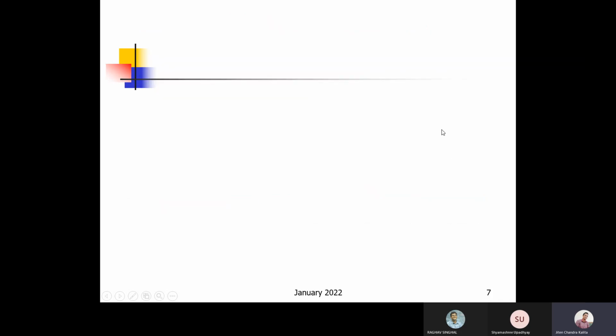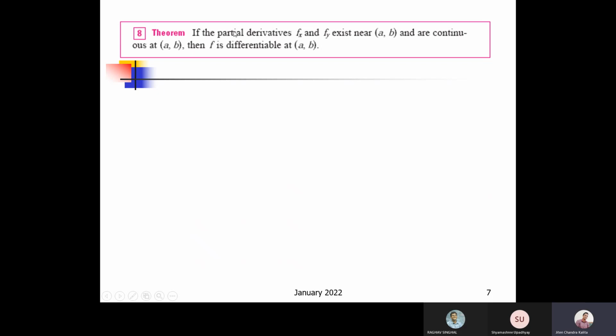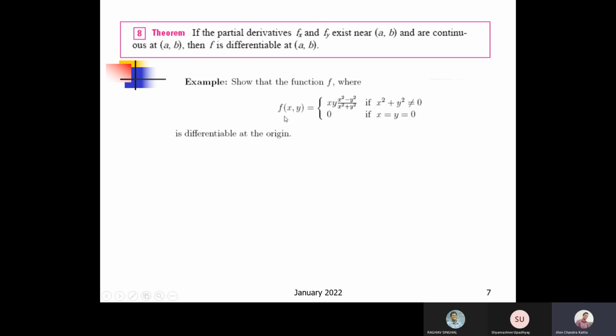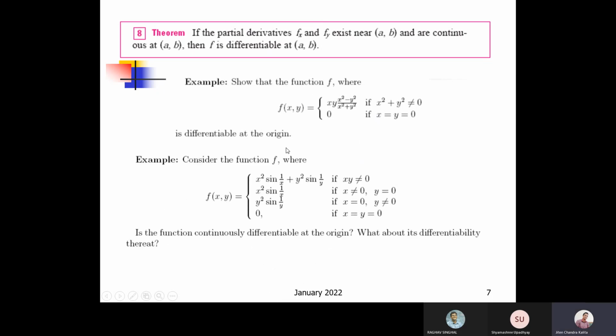So this is the theorem, as I have told you. If the partial derivatives fx and fy exist near (a, b) and are continuous at (a, b), then f is differentiable at (a, b). Remember, this is simply a sufficient condition. This you can try at home. Again, this function is not continuously differentiable at the origin, but you can check that it is in fact differentiable.